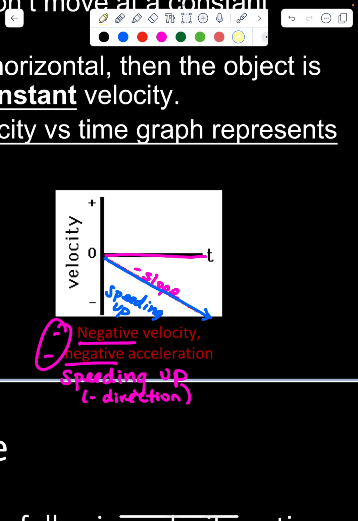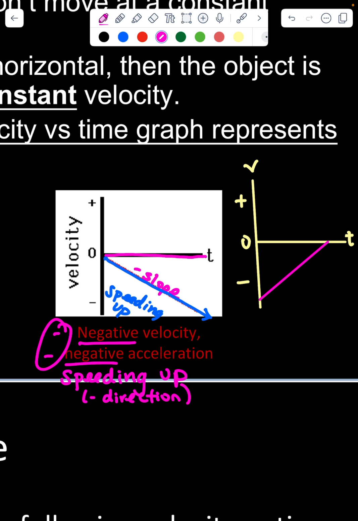All right, I want you to draw one last velocity versus time graph. So we're going to create it, time. I don't know why I didn't put it on here, but it's fine. We'll just draw it. Okay, so same setup. But this time, it's going to be like this. Okay, so we're going to have that.